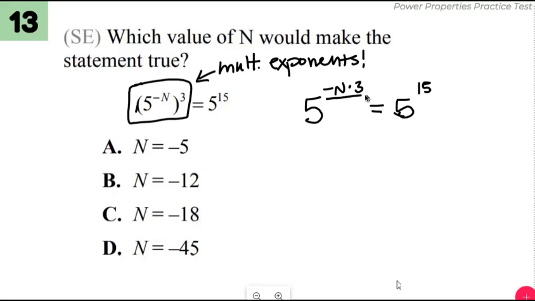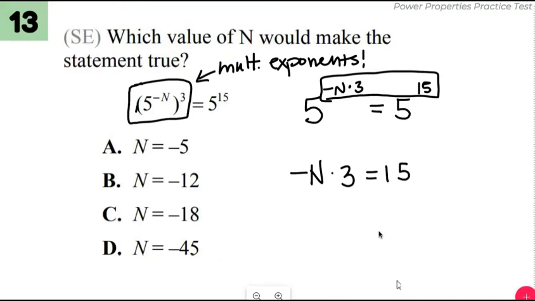So couldn't I focus on this part up here? Because my base stays the same. My base stays the same, so truly, all I need is negative n times 3 equals 15. What number must be here? You could substitute the numbers that you have here as an option, or you could solve.